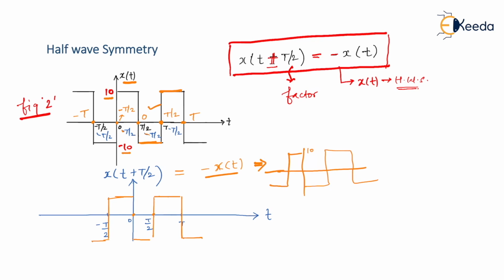Is that right? So here I'll be getting 10, here I'll be getting minus 10. This is 0. So this is your minus of x of t. And now you will see that both the signals are the same.